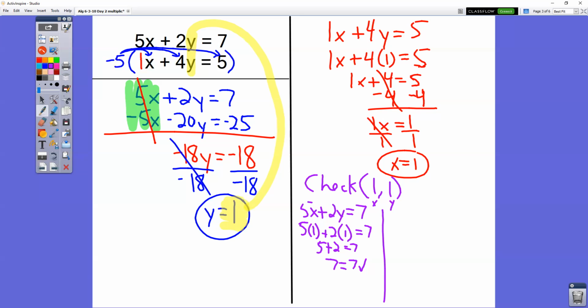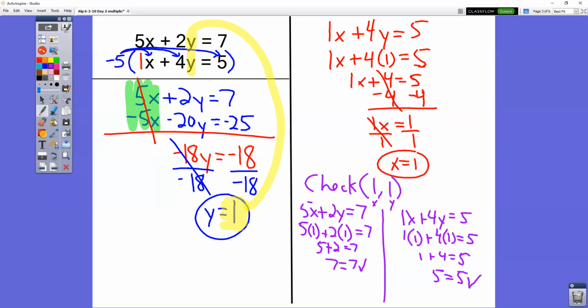Checking the other equation as well. I have 1x plus 4y equals 5 as my original equation. I'm subbing in my 1 and my 1. So 1 times 1 plus 4 times 1 equals 5. So I have 1 plus 4 equals 5. 5 equals 5. It checks. As long as both of them check and you end up with the same answer on both sides of the equal sign, you know that you did it correct.